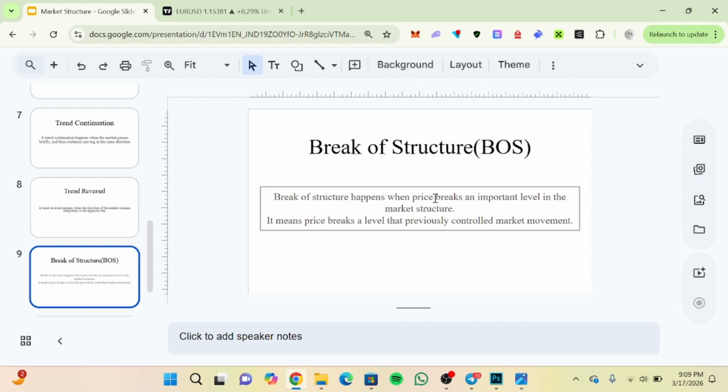The break of structure happens when price breaks an important level in the market structure. It means price breaks a level that previously controlled market movements. Now, example.